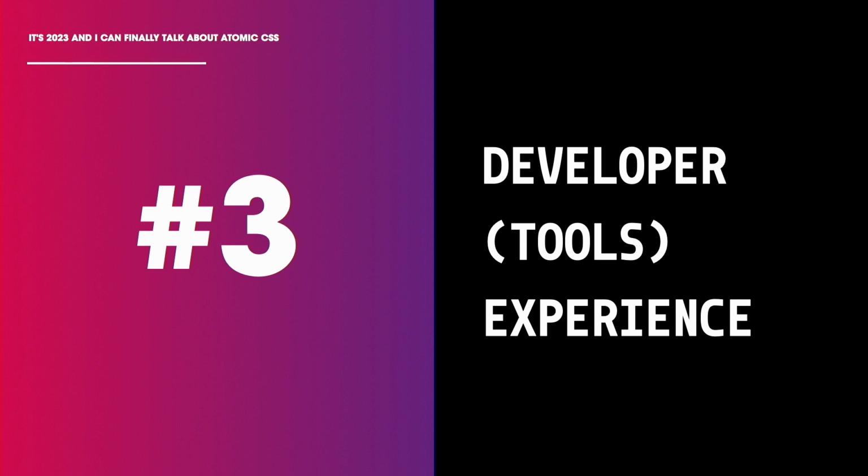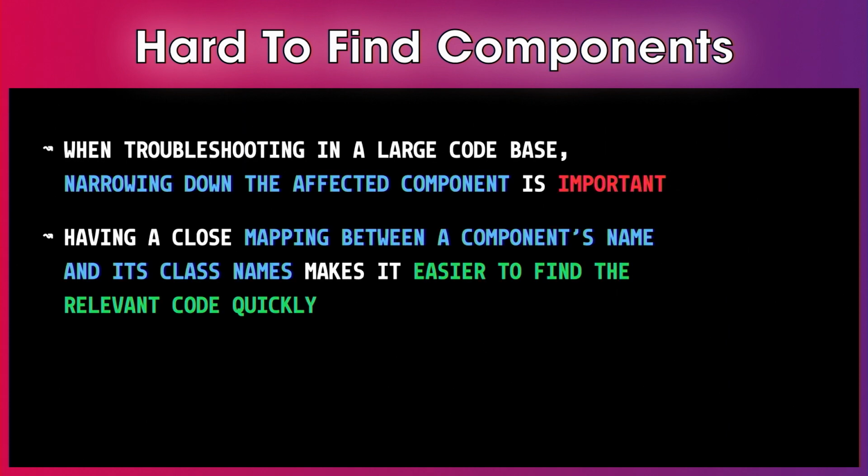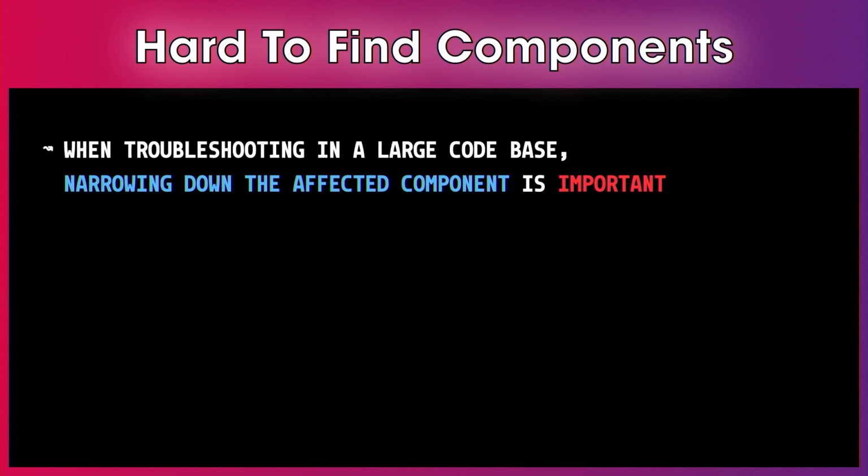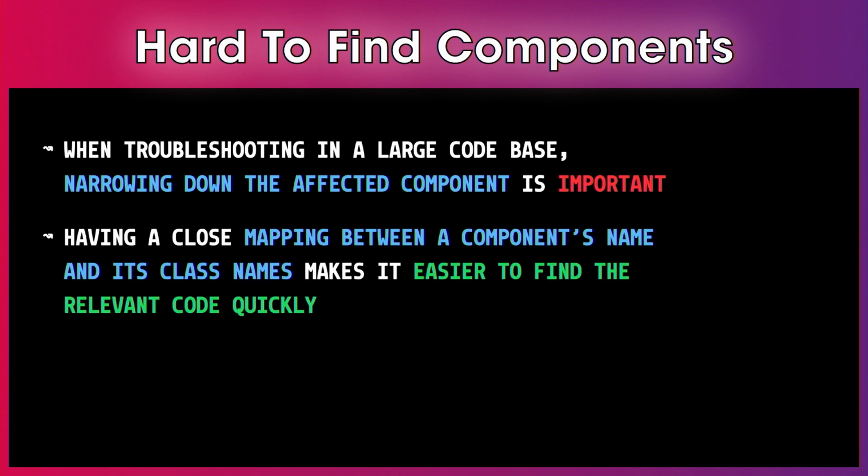Another thing is the developer experience. So I want to talk about two situations here. The first one is when we want to find components. So let's say you are troubleshooting a large code base. It's important that you can narrow down where that visual problem is. So what usually helps us is when we have a close mapping between the component names and the class names of that component. So it's easy to find things.